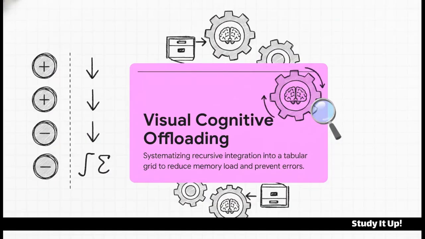Now, what's really fascinating here is the psychological reason this trick works so perfectly for exams. It's all about this concept called visual cognitive offloading. Basically, by separating your alternating signs, your derivatives, and your integrals into isolated vertical tracks, you dramatically free up your working memory. You aren't trying to juggle the calculus and the algebra simultaneously in your head. You execute one simple task at a time, which totally prevents those cascading sign errors.